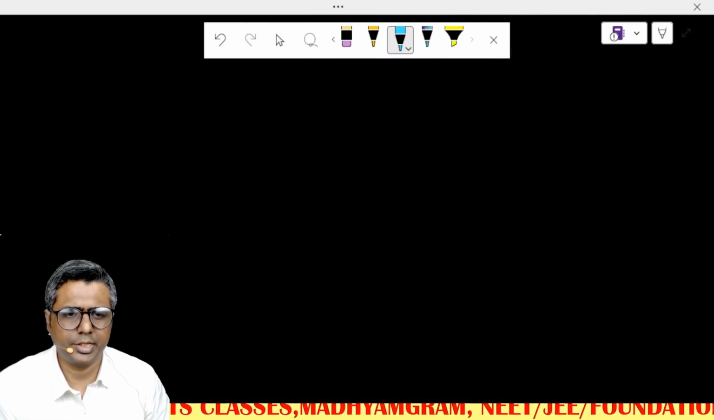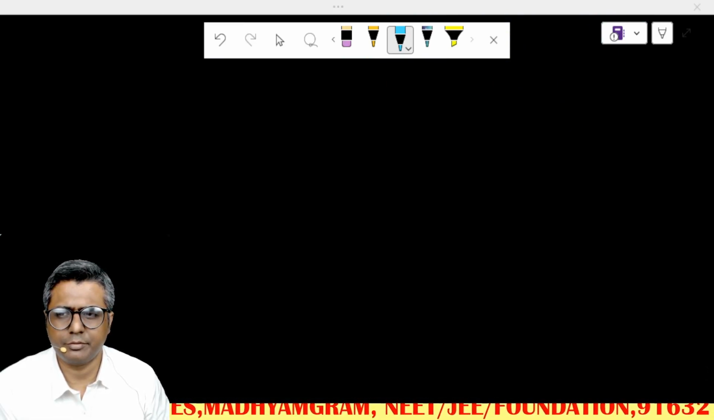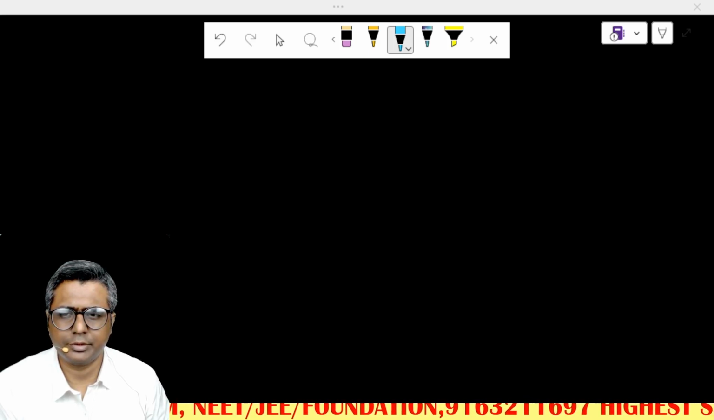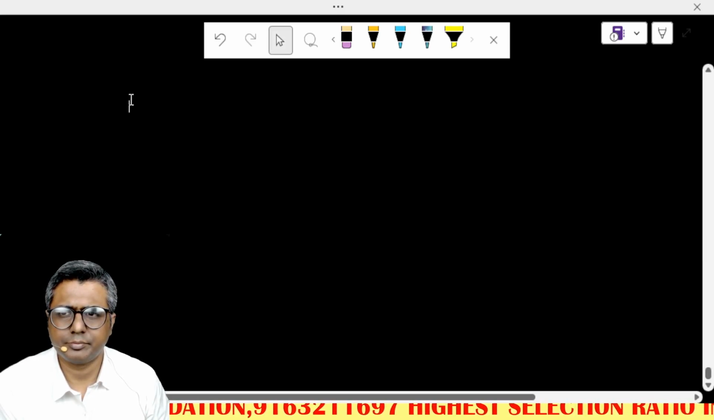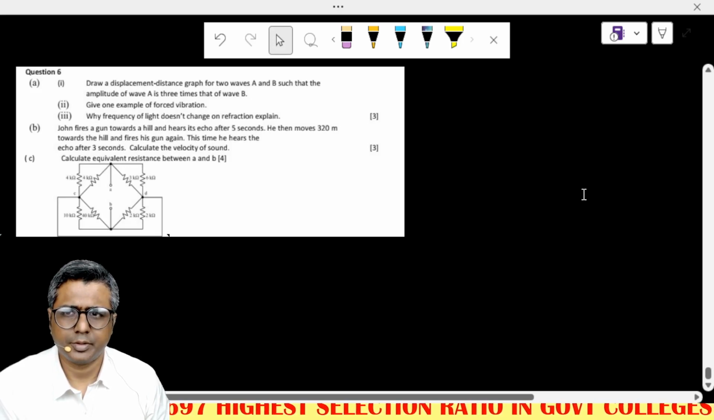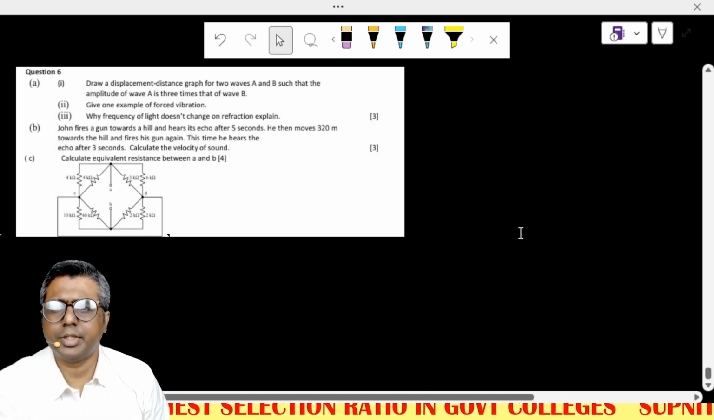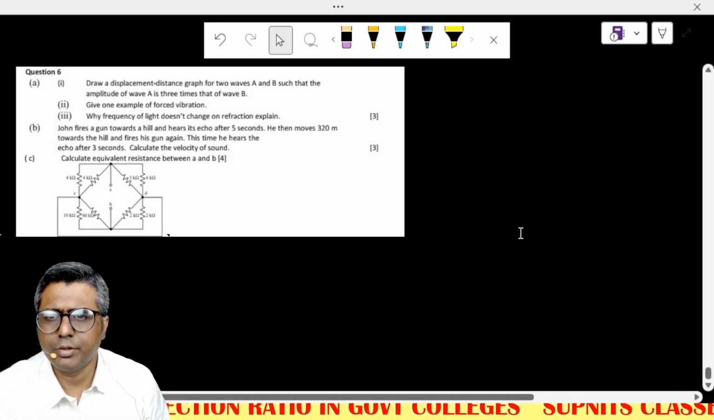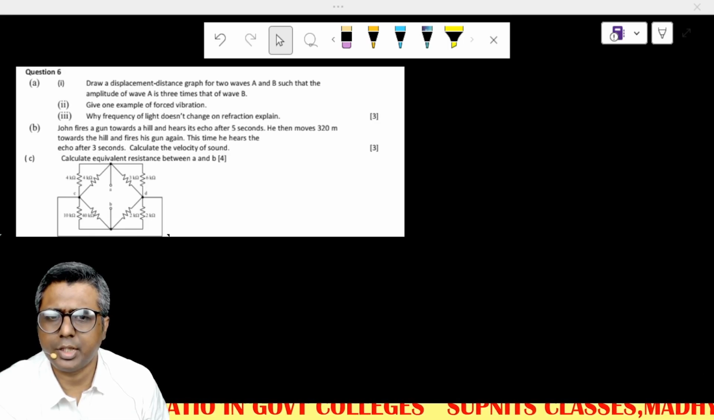Text based questions, easy questions, and I hope each and every one of you will be able to do this kind of stuff. Coming to question number 6. Draw distance displacement curve of two waves.